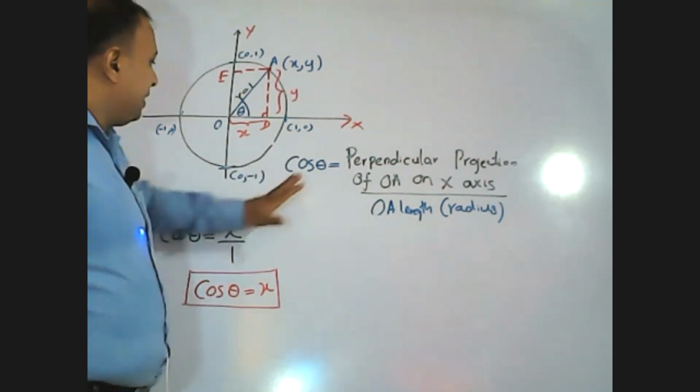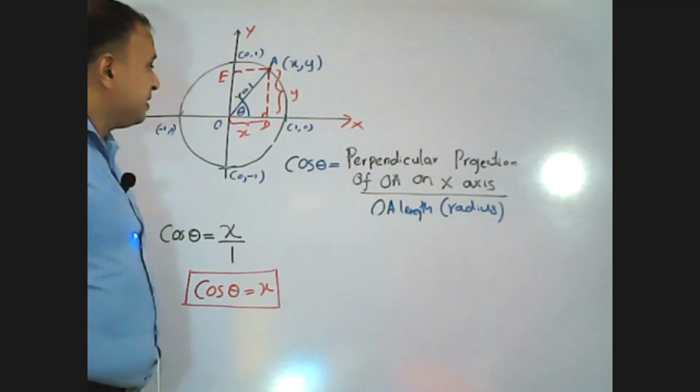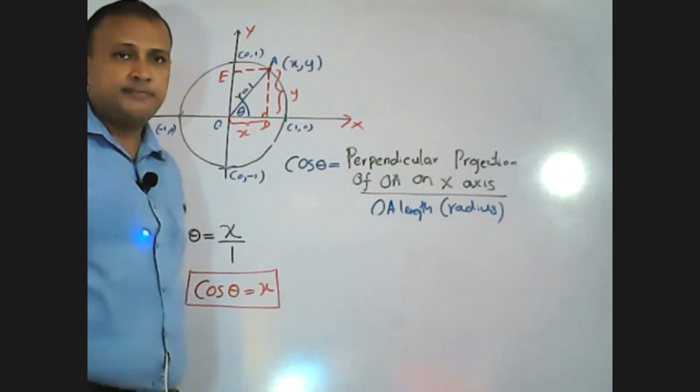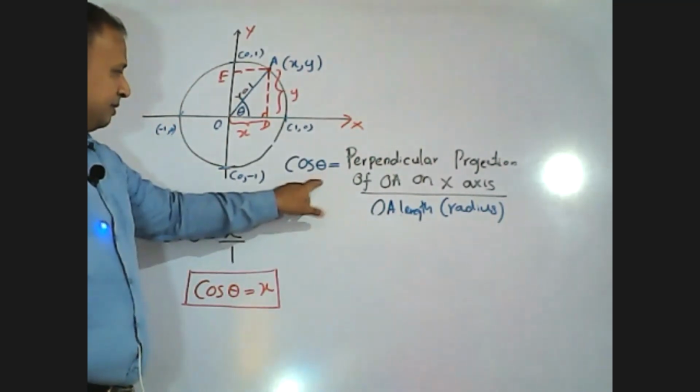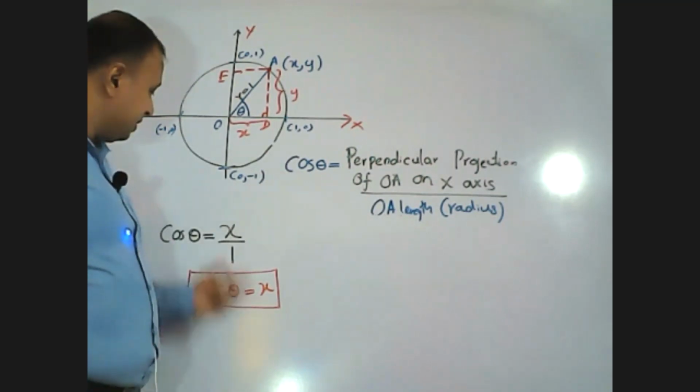Then you can write the definition of cos theta. Then write this one and this one and this one.